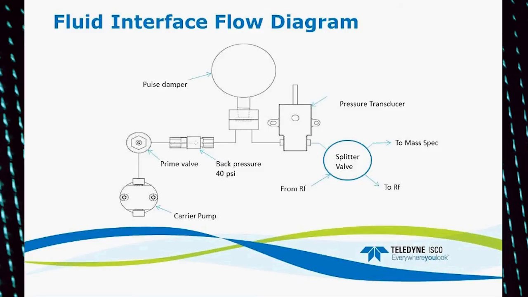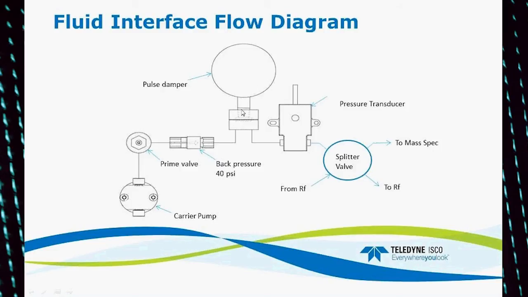Just to give you an idea of the flow diagram of the fluid interface, we start off with the splitter valve, and the splitter valve is where the effluent from the RF comes into the valve and returns back to the RF. And on the other side, there is the flow that goes to the mass spec. Our system uses a single piston carrier pump, and we use a prime valve to prime the carrier fluid. And I might just mention our carrier fluid that we've used is typically methanol with a low percentage of formic acid and/or TFA, either one.